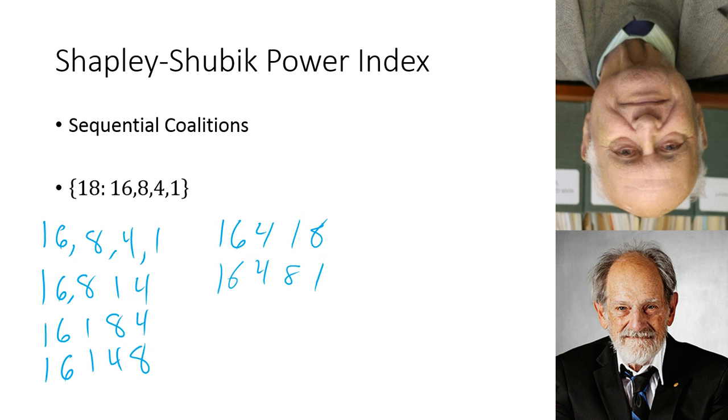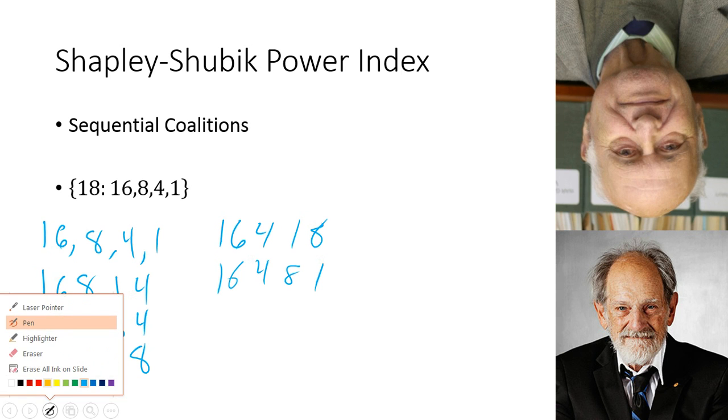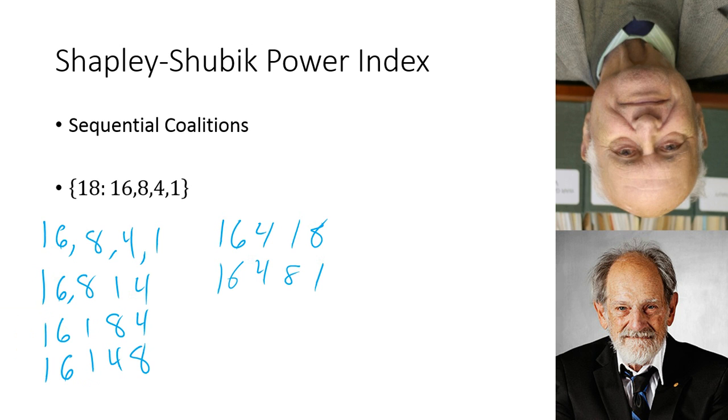Alright. So now if we want to find the sequential or the critical person in the Shapley-Shubik, it's when does it become a losing coalition to a winning one? And so if we count here, we need 18. 16 plus 8 is over 18. So 8 is the critical person that we're looking at, okay?